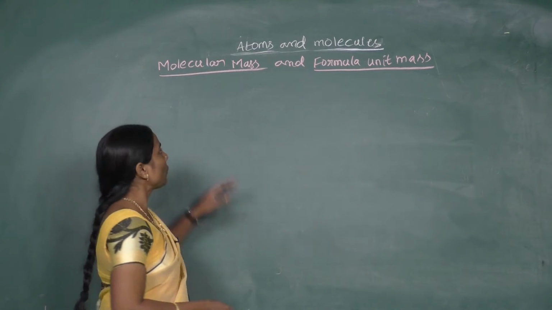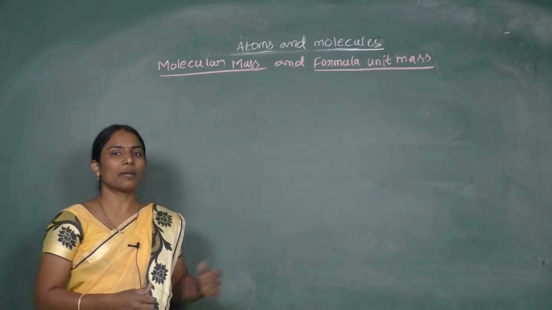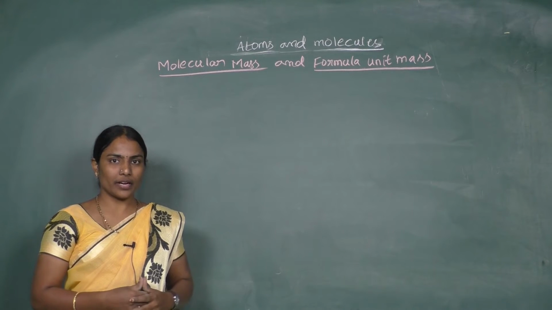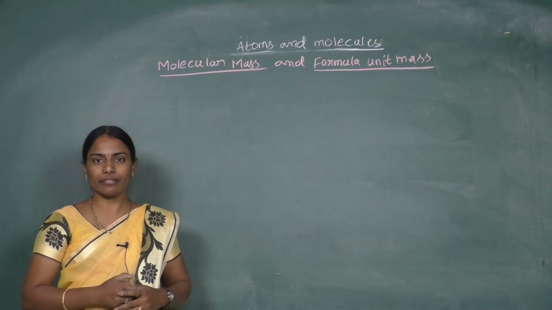In the current session we are going to discuss molecular mass and formula unit mass. So what is a molecular mass? Like atomic mass, how do you understand it? Atomic mass is the mass of one atom, right? Similarly, molecular mass is the mass of one molecule of a given substance.